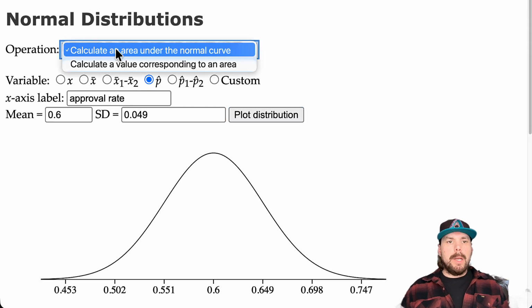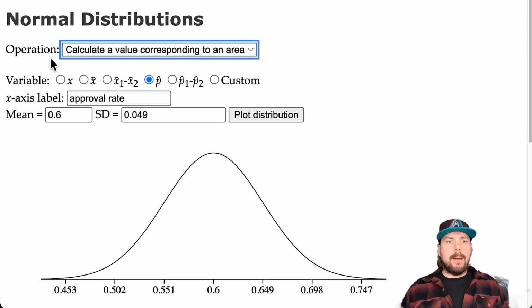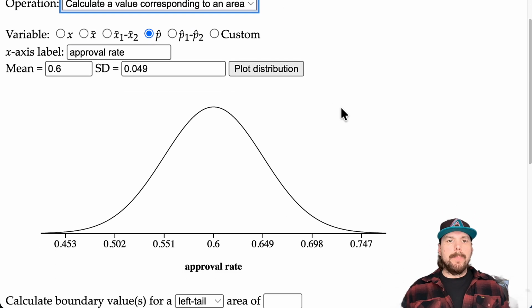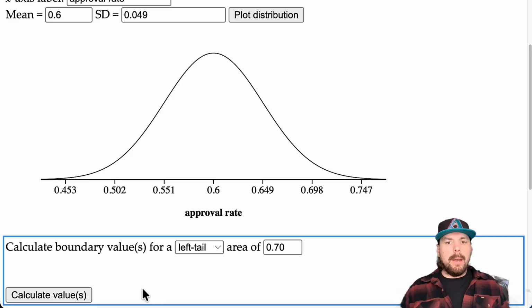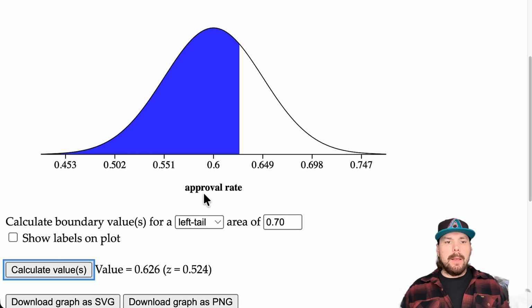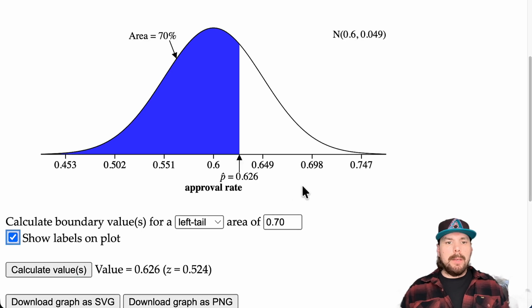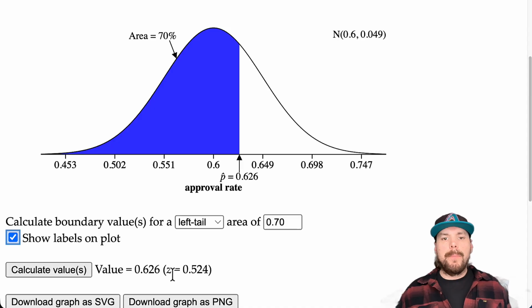And this is actually a great segue into the second operation. This one is used to calculate values corresponding to areas. So we can use it for left tail. For example, the 70th percentile is a left tail area of 0.7. When I calculate the value there, it's giving me a value of 0.626. So if we had a sample of 100 voters with a 62.6% approval rating, that would be higher than 70% of samples within this sampling distribution.